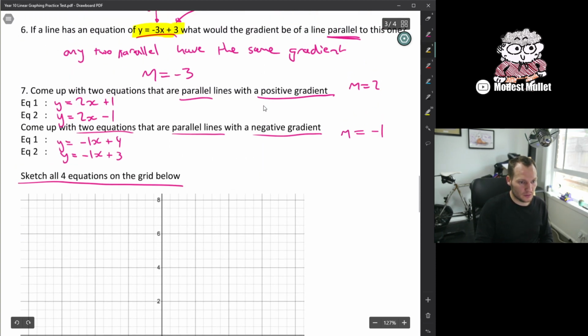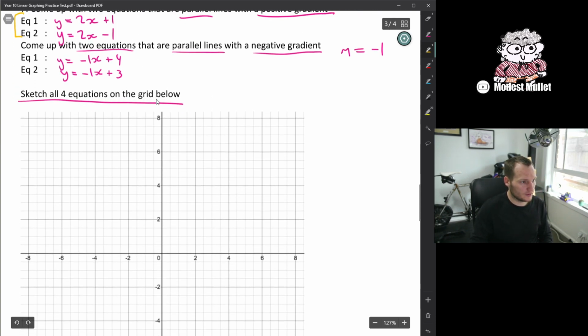I'm going to do these two first. Okay. Gradient of 2 and the y-intercepts. My hint for graphing is first put the y-intercept, and then 2, count out, rise and run. Put the second dot, and then connect the dots.